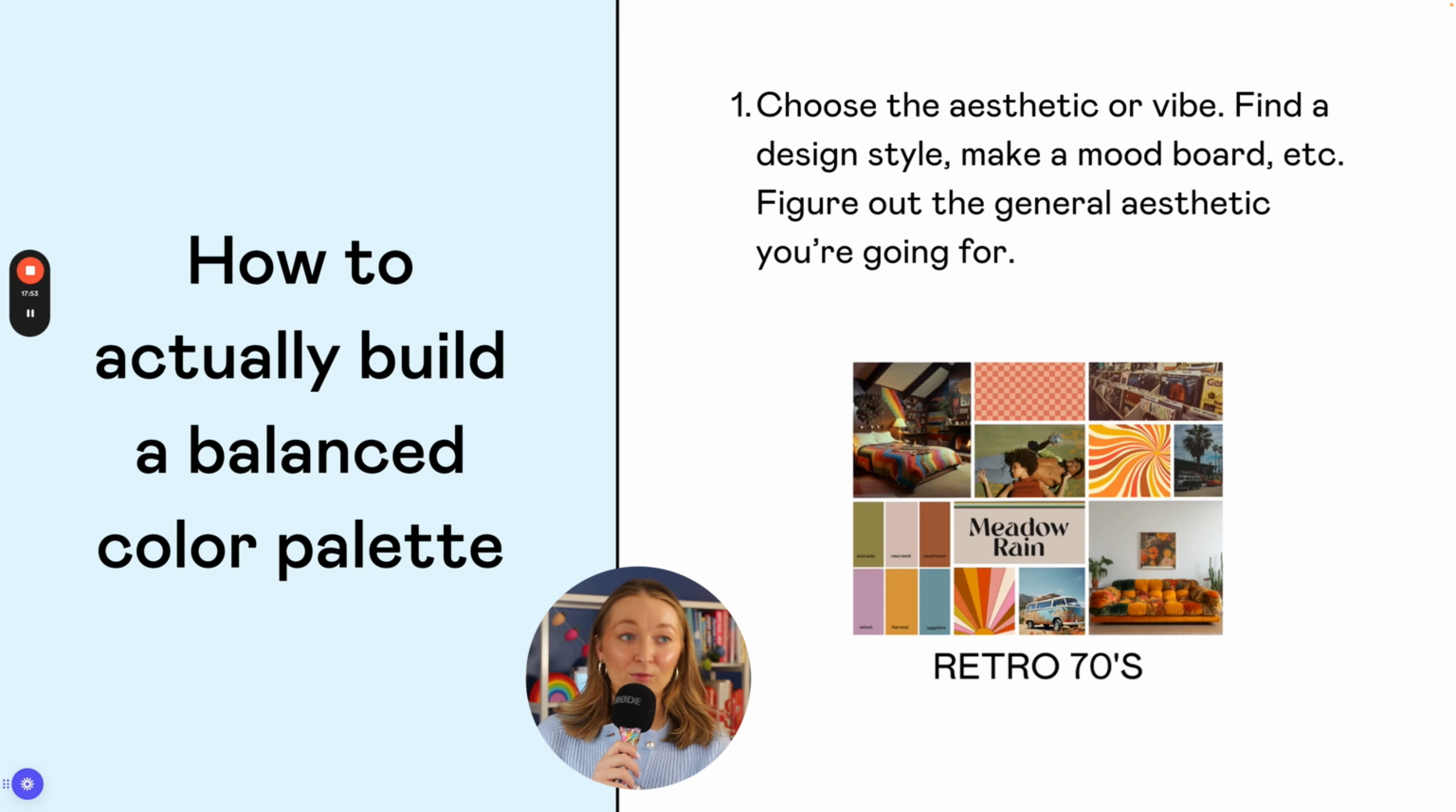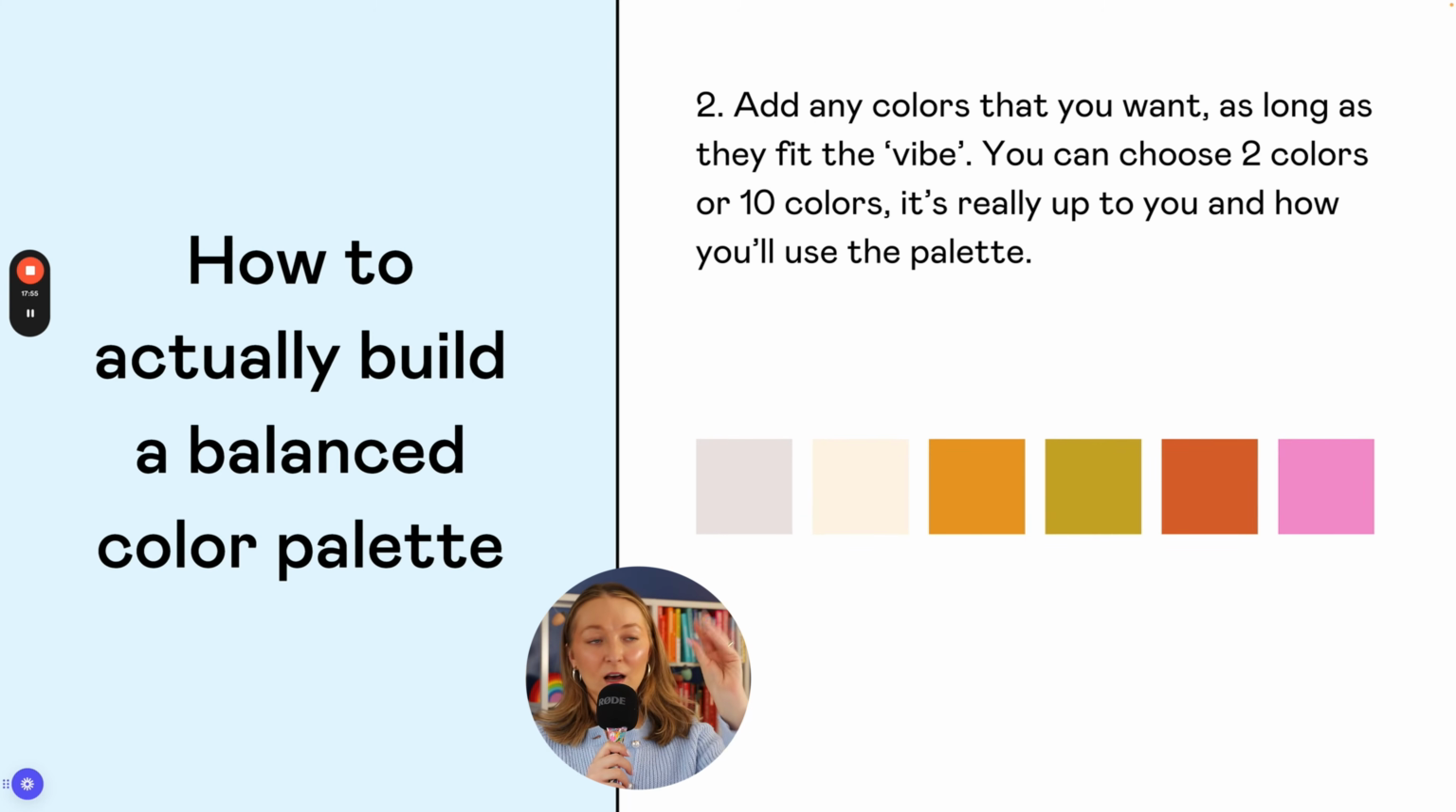Then, you want to add any colors that you want, as long as they fit the vibe. So if I was going for a retro 70s vibe, I might have pulled colors from a color mood board. You can choose 2 colors, you can choose 10 colors, you can choose 20 colors. I'm not here to restrict you on how many colors are in your palette, but you want to just add any colors that you want.